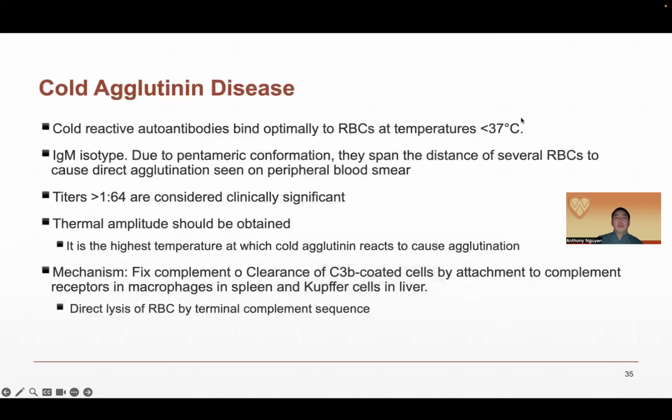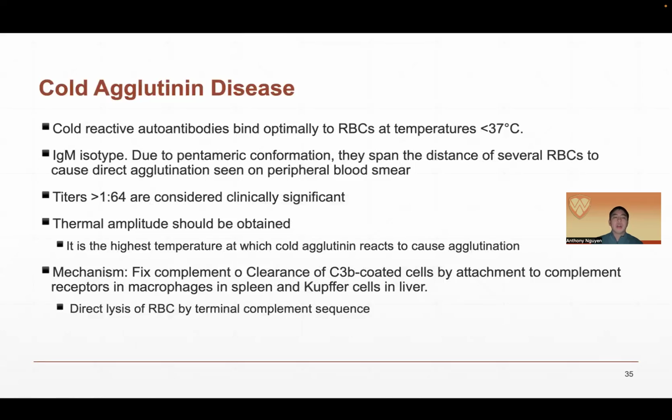So next we'll move to cold agglutinin disease. So what is cold agglutinin disease? Cold agglutinin disease is a condition where cold reactive autoantibodies bind to red blood cells at a temperature of less than 37 degrees Celsius. And usually it's due to an IgM antibody, and due to its pentameric conformation, these IgM antibodies can span the distance of several red blood cells to cause agglutination, or red blood cells sticking together, as we saw in the peripheral smear.